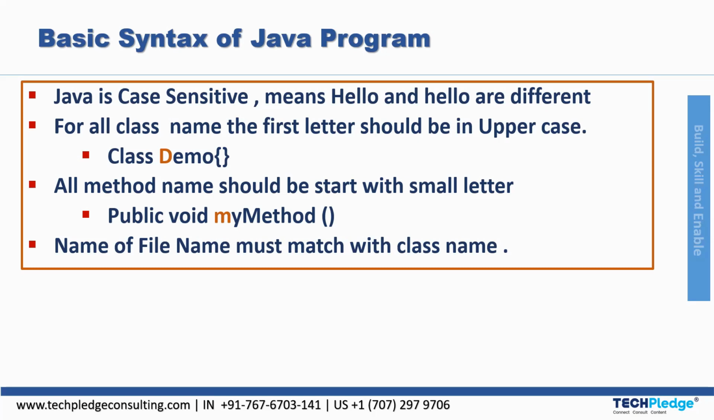I'll recapitulate again. First of all, Java is case sensitive. You have to make sure that the first letter, whether it is in small letter or in capital letter, is consistent throughout the program. Next is that the class name should always be in upper case. The third is the method name should always be in small letter. And finally, the name of your file should be the same as that of your class name. So these are the 4 points.